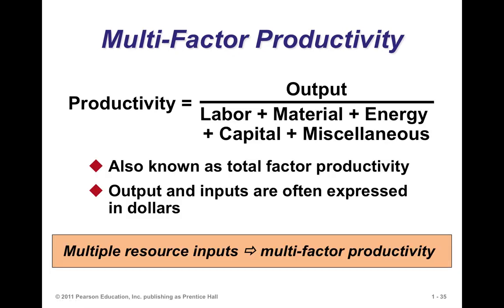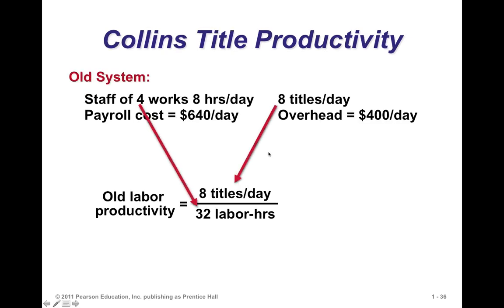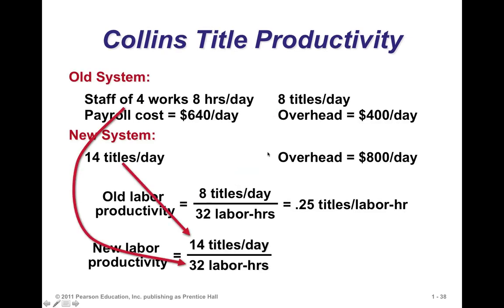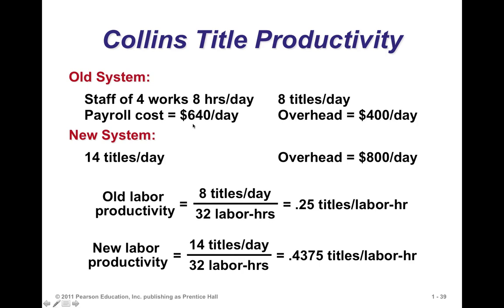And when we go to multi-factor productivity, we take the same output, but we'll include some other factors such as materials, energy, miscellaneous capital, labor inputs, and so on. And you could compute the values, right? And we have a sample problem that was given to you in here. So apparently this simple example shows some changes in terms of the old and new system.